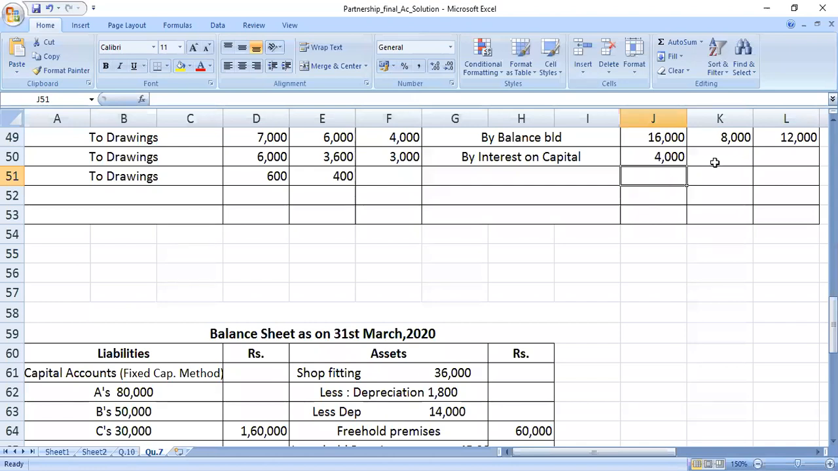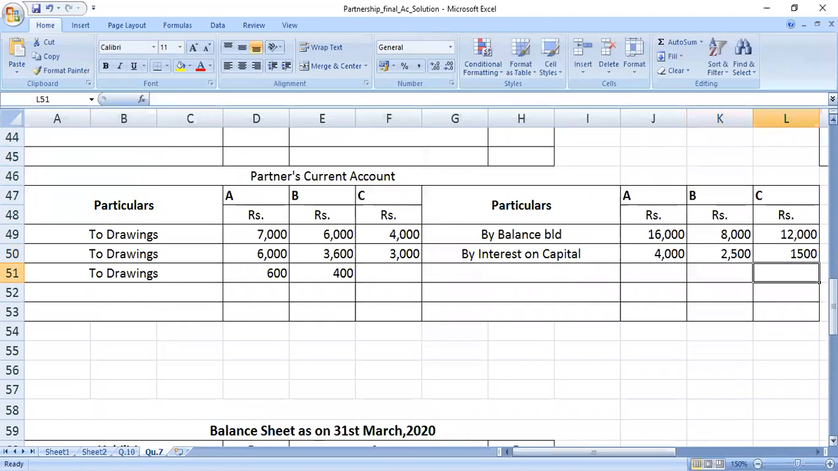Then after that, B's capital is 50,000. 50,000 capital into 5% is 2,500. And C's capital, 30,000 into 5% value, it means 1,500. See friends, the interest on capital we recorded is A's 4,000, B's 2,500 and C's 1,500.